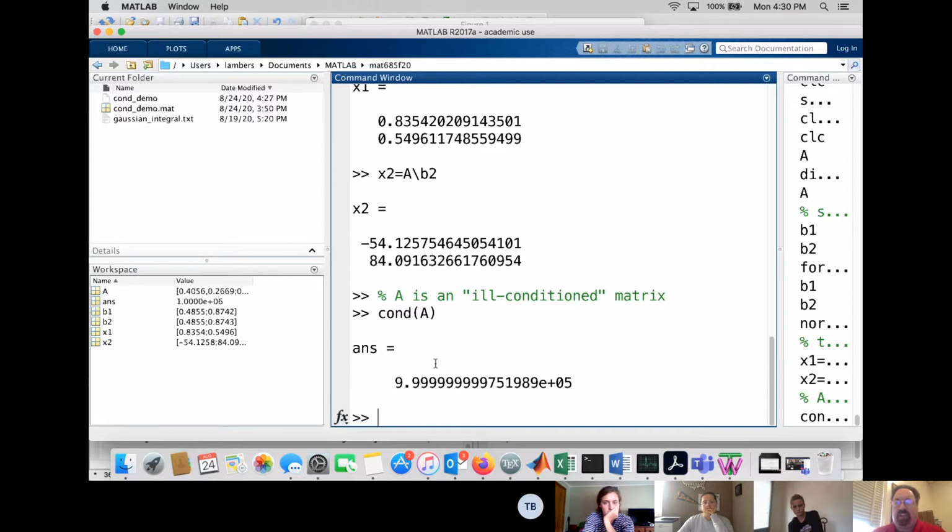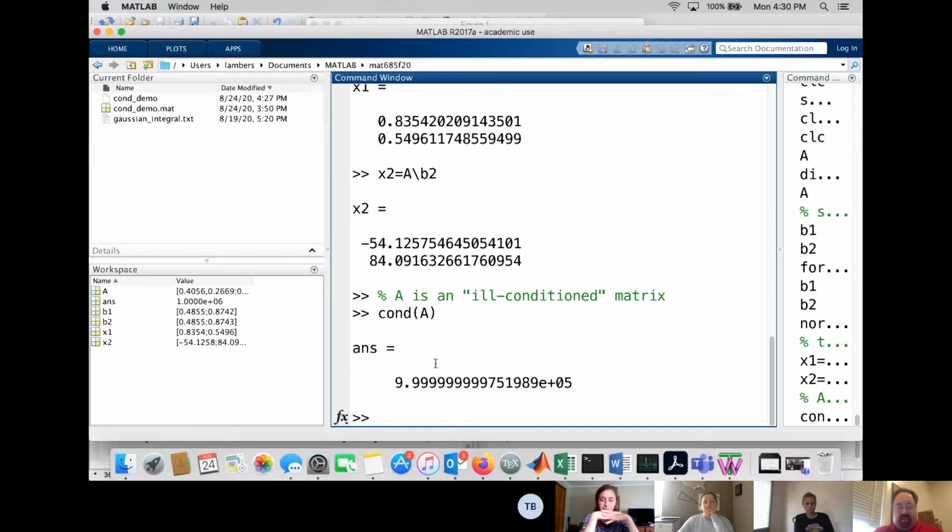So this can happen where a slight change in the input could lead to an unbelievably large change in the output. That's what conditioning is about. Certain problems are very poorly conditioned compared to others.